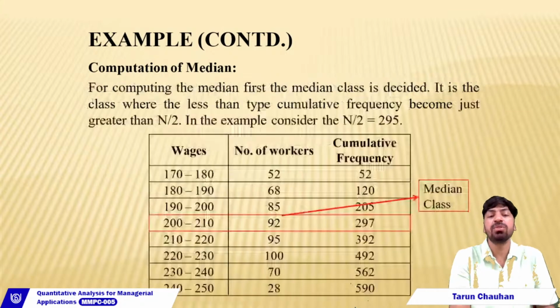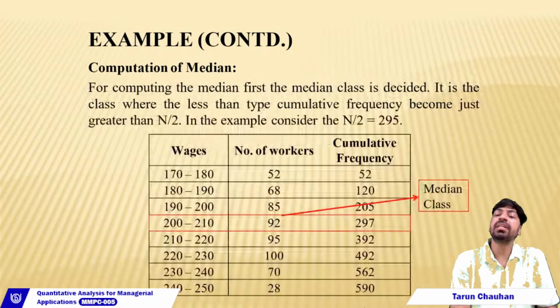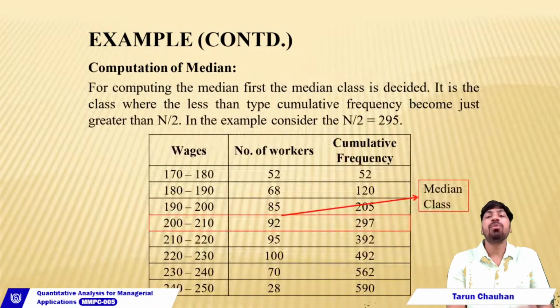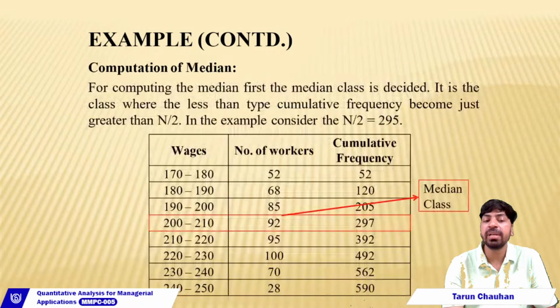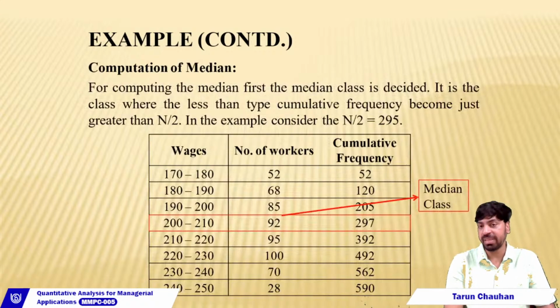So let's begin the question. This is a continuous series that has been given. How to calculate? First you need to calculate the lower limit. So how to calculate the lower limit? The lower limit is calculated from the class intervals, that is the wages that have been given.